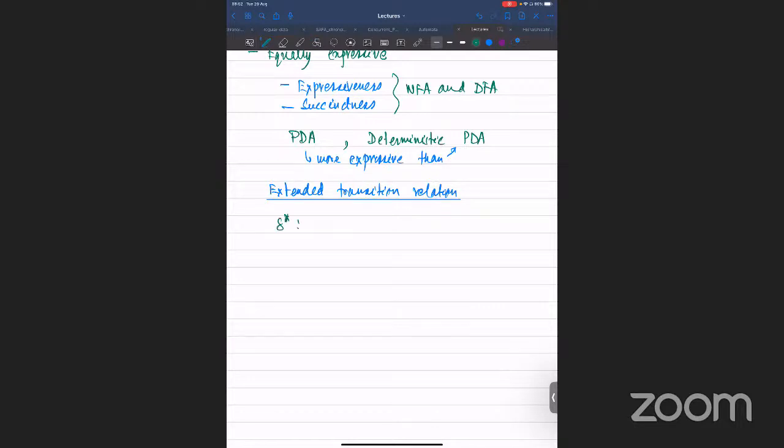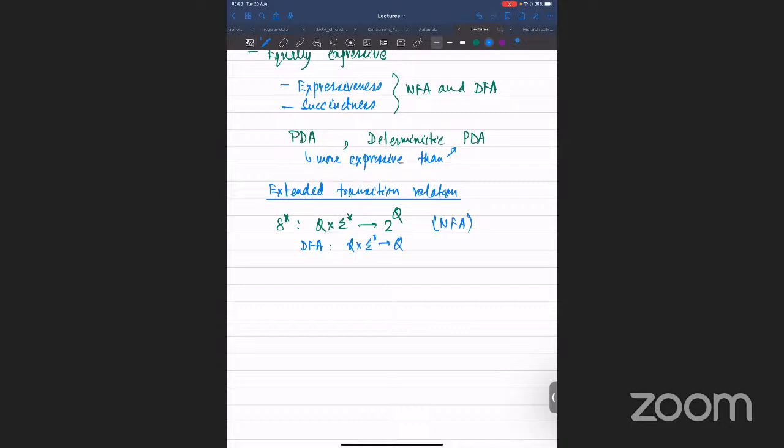As I said, whenever we are defining a function, we first declare its type, and then we define the function. So first is the declaration, and then the definition. Can you tell me what should be the type? Q cross sigma star to 2 raised to Q. If you recall, in the case of DFA it was slightly different: Q cross sigma star to Q.